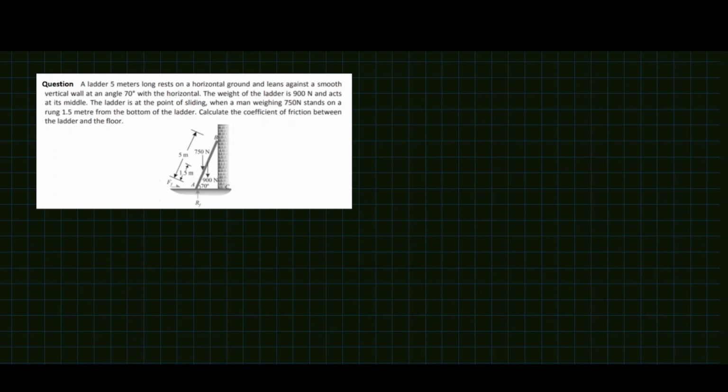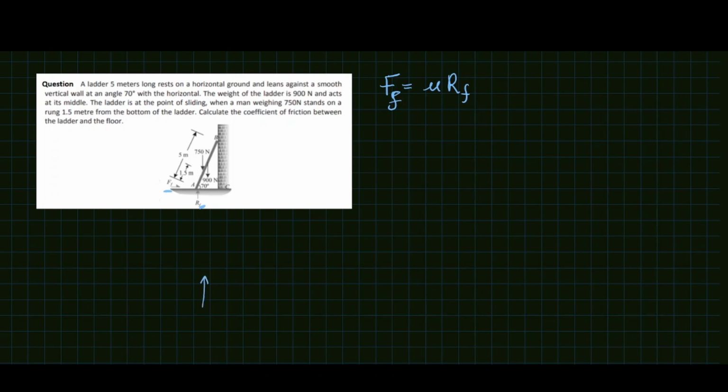So first of all, you need to know the formula that contains coefficient of friction. It is frictional force equals coefficient of friction times reaction. I'm using the variables that are used here, that's all. The reaction in this case is the vertical force.